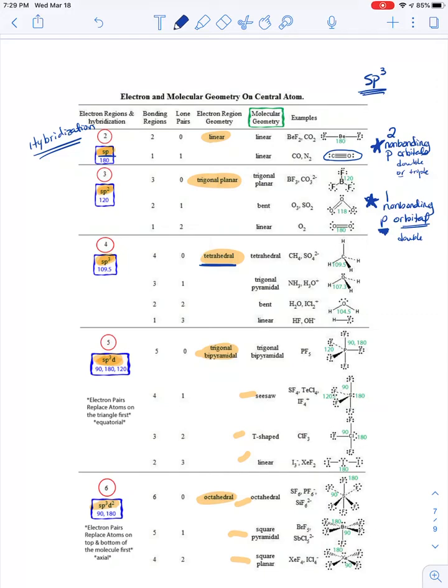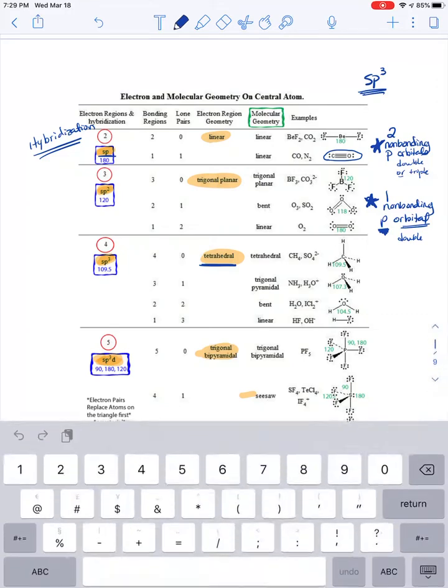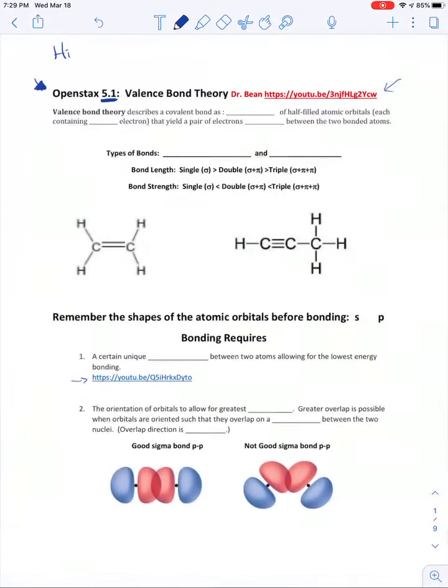This page is a huge resource for everything you need. All right, so I'm going to go back to that first page. We're going to talk about bonds. You might say, why do we care? Well, chemistry is all about breaking bonds and making bonds. It's what your body does all day long. So that's why we care, because we're trying to break and make bonds.